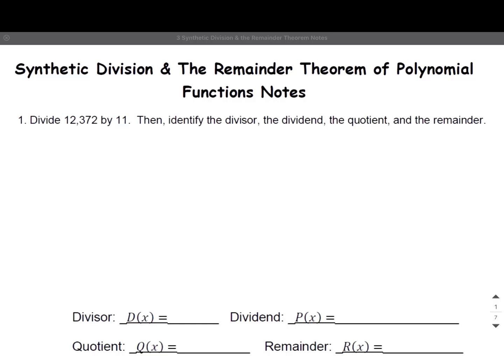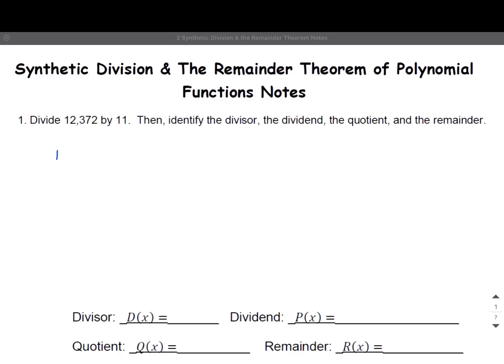Hi guys. Okay, so today we're going to talk about synthetic division and the remainder theorem of polynomial functions. So I'm going to take you way back in time and we're going to divide 12,372 by 11. We're going to do long division just like you did in elementary school.